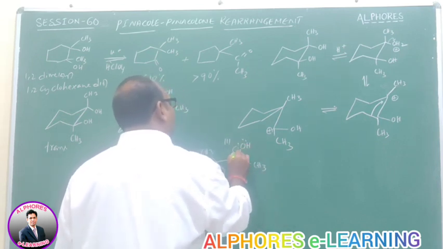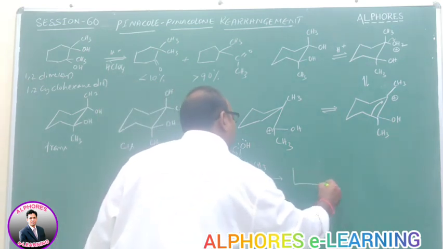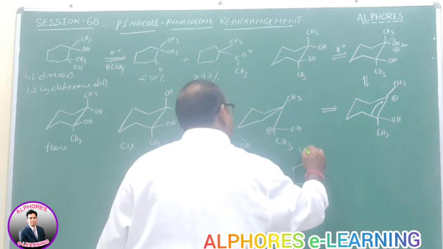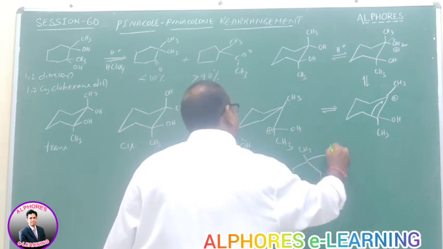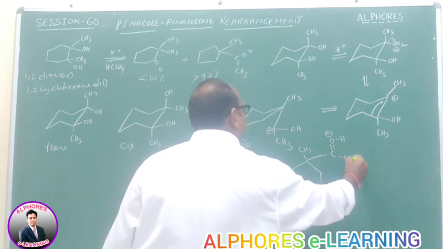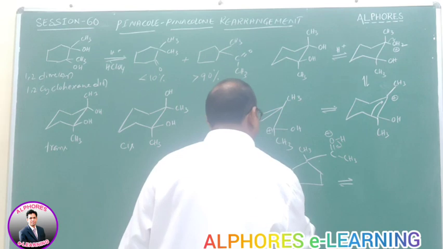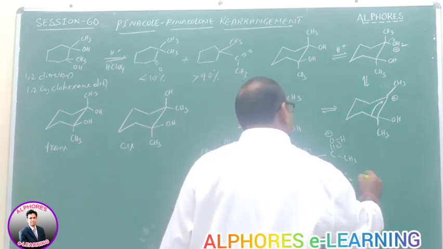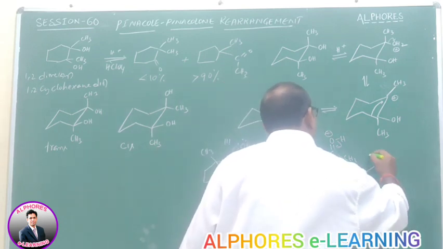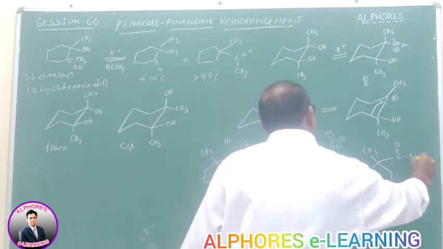Now the lone pair on this oxygen will be given to the positively charged carbon, the carbocation. As a result we get CH3, and here C double bond OH plus and CH3. Now this OH bond is going to break, meaning H plus comes out, giving CH3, C double bond O, CH3.